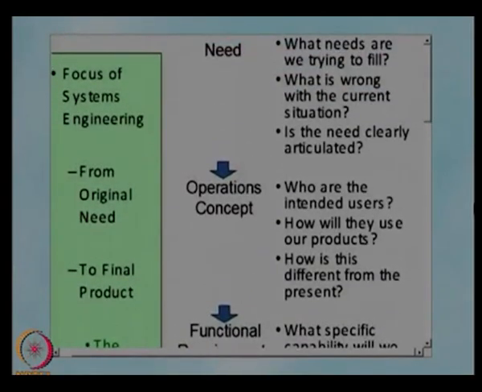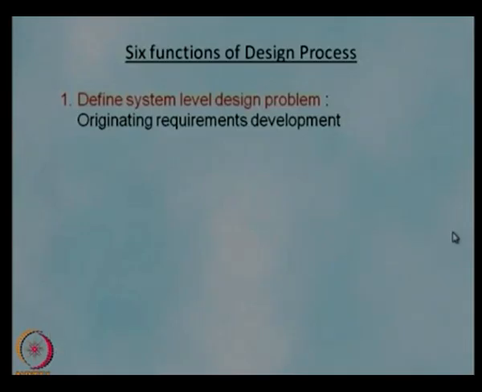So in order to achieve this, we have divided this whole process of system design into 6 processes or the 6 functions of design process. So these 6 functions are applicable across the life cycle, and the first one is define system level design problem. So here we try to understand the whole problem from the customer's point of view or the stakeholders' point of view, try to develop concepts for the system, try to identify the system boundaries, try to identify the requirements, and then prepare an originating requirement document.